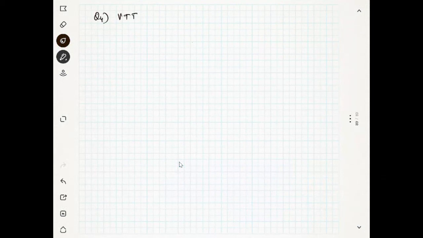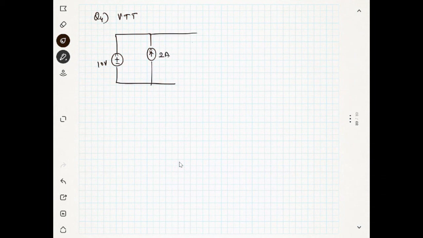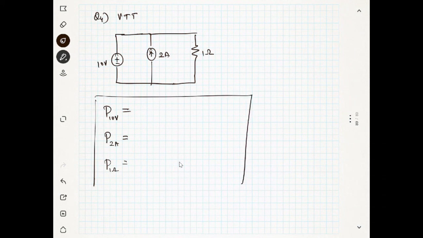Verify the Tellegen's theorem. 10 volt, and you have a current source which is 2 ampere, and this is 1 ohm. Okay, now we have to first find the power across the 10 volt battery, the power across the 2 ampere current source, and the power across the 1 ohm resistance. Okay, these are the things we are going to find.